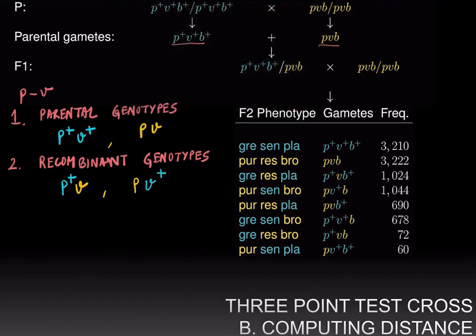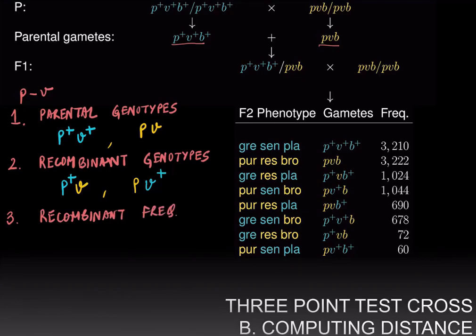And since the mapping distance between two genes is given by the percentage of recombinant progeny or percentage of recombinant gametes, if we simply go in this table and identify how many of the progeny or how many of the trihybrid gametes have recombinant genotypes, we will be able to compute map distance. And so the third step is to determine the frequency of the recombinant genotypes.